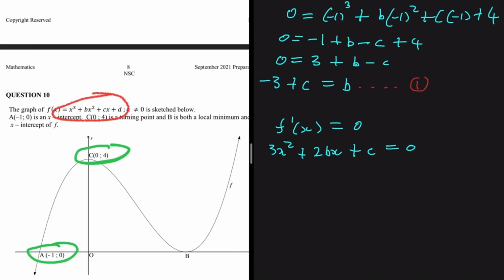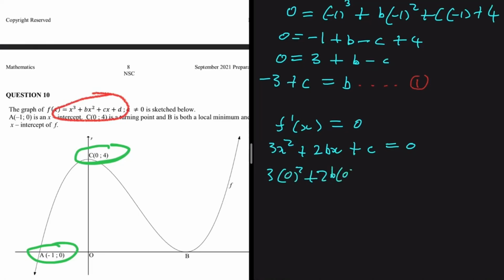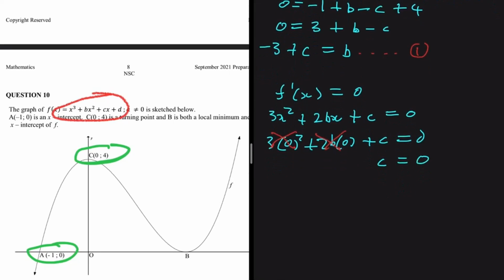But we know the value of x at the turning point. It is 0 because c is the y-intercept. So we're going to have 3, and then for the value of x, we have 0 squared, plus 2b times 0, plus c is equal to 0. So you'll see that this falls away, and this falls away. So now we are only left with c is equal to 0, and this can be our equation 2.